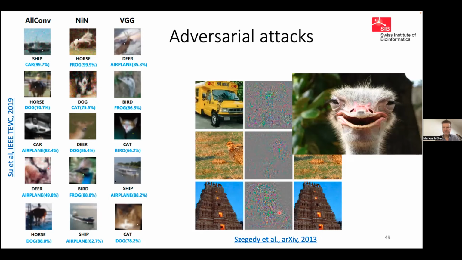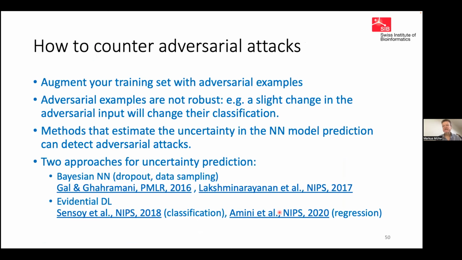Now, we can do something about these adversarial attacks. The one thing you can do is, these adversarial examples are actually quite useful, because if we add them to our training data, we can again force the neural network to classify them correctly and to avoid a little bit this maybe overfitting. This has been done in several publications. It has been shown that this is really a good idea.